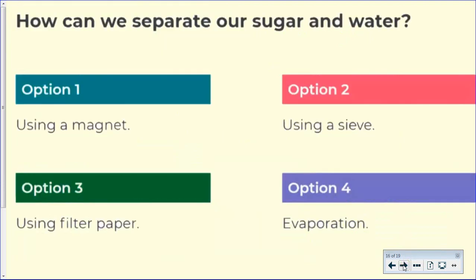Okay, how can we separate our sugar and water? So have a think, which one? Would you use a magnet for sugar? Would you use a sieve for sugar? Would you use filter paper? Or would you use evaporation? Sugar is soluble. It dissolves in water, so it would create a solution and you would have to use evaporation. Well done if you got that right.